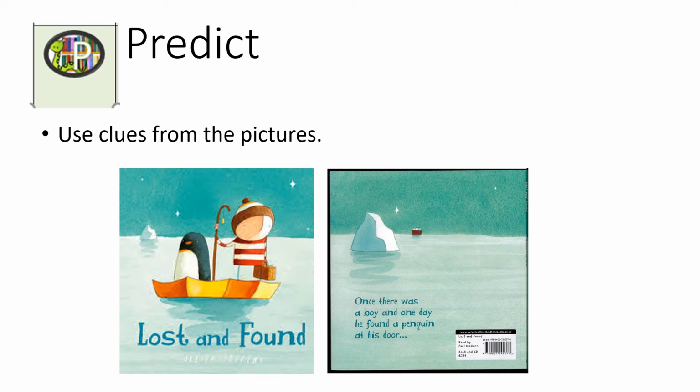Now, the next bit says use clues from the pictures. So you've had to think about what you might know about the boy finding a penguin at his door and what lost and found might mean. But now there's a little bit more information from the pictures. What's the boy doing? What's the penguin doing? Where are they? Does that add a little bit more information to what you think might happen in the book? Pause the video here and have a little think and then come back.